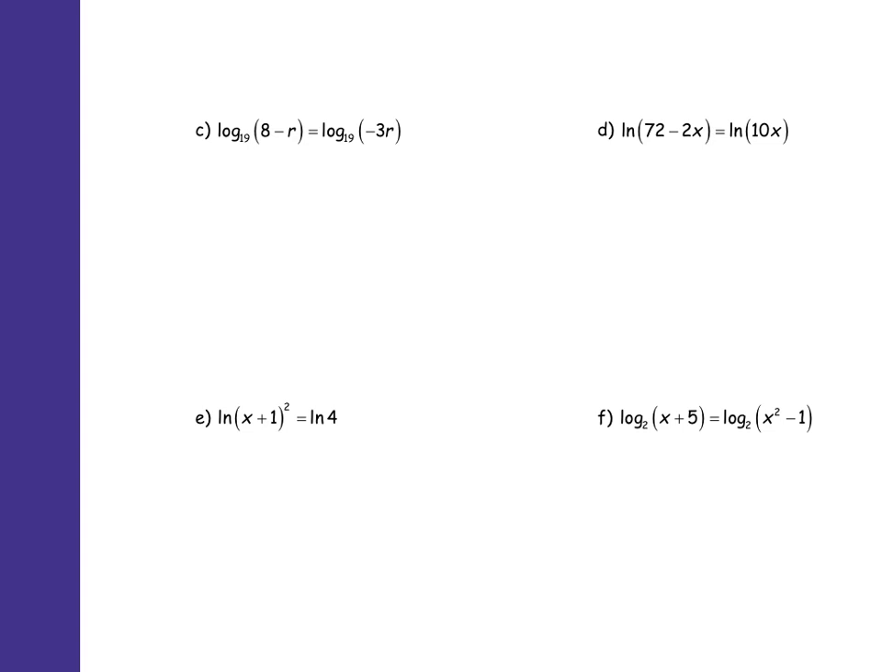Let's go to C. This is 8 minus r. They both have the same base. 8 minus r equals negative 3r. So I'm going to add r to both sides, and I get 8 equals negative 2r. Divide by negative 2. r equals negative 4.